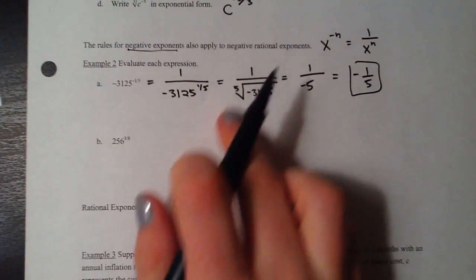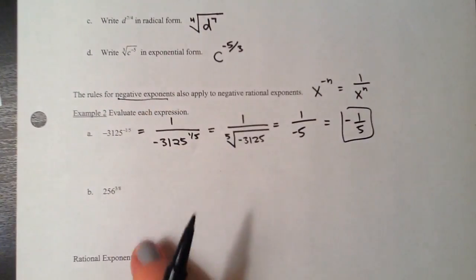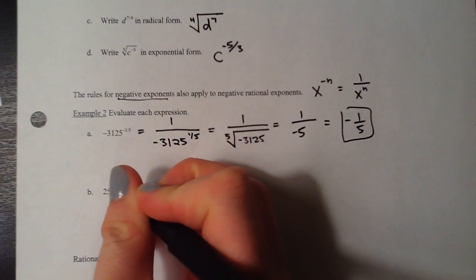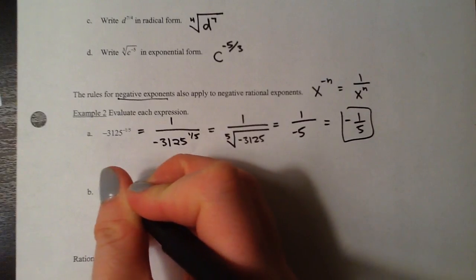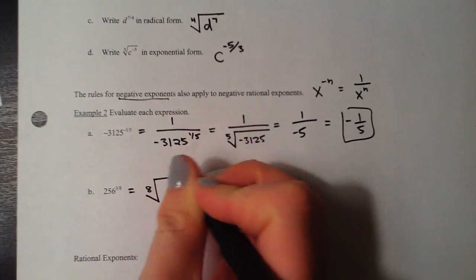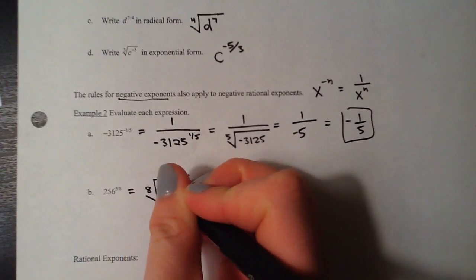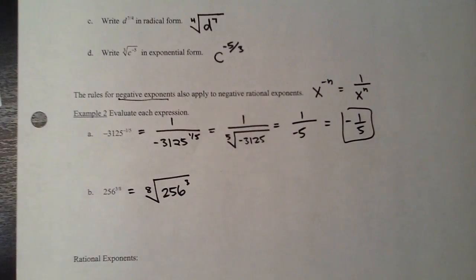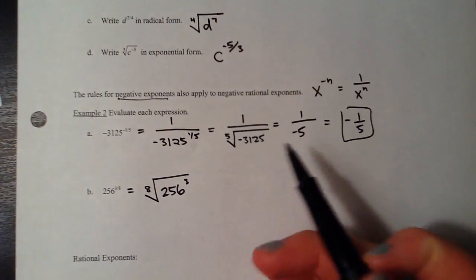This is really similar to what we were writing up here. If I have the 3/8 power, the 8th part means I'm taking the 8th root, and then I have 256 to the 3rd. Okay, I don't know about you, I have no interest in raising 256 to the 3rd power, because that would be 256 times 256 times 256. We're talking about a gigantic number here. Okay, so we've got options.